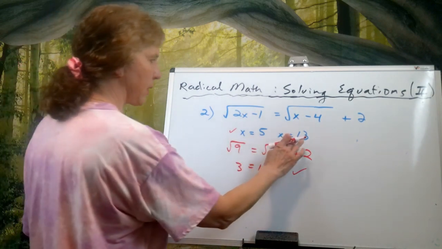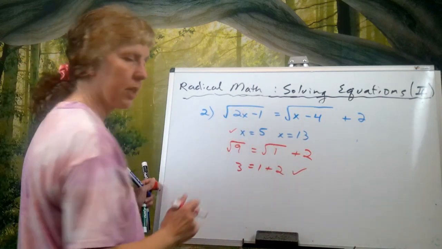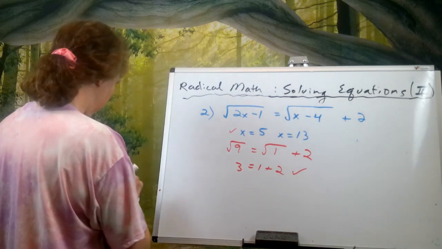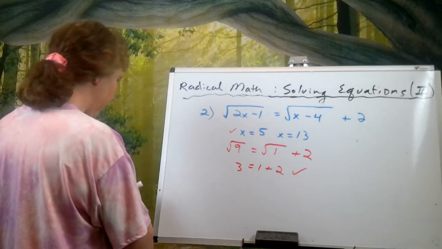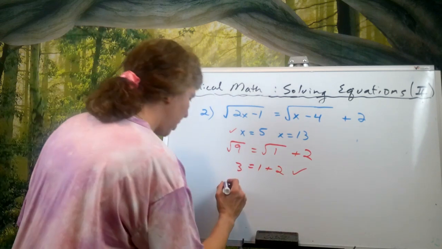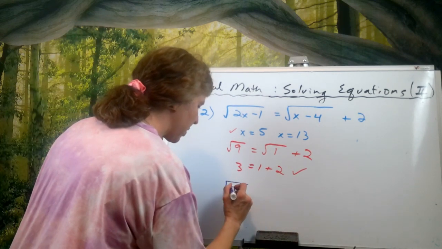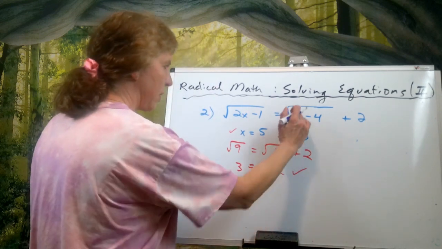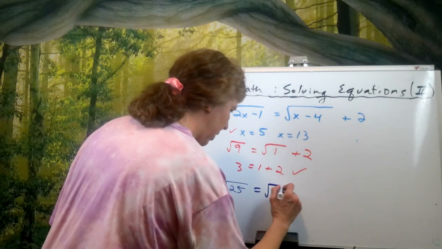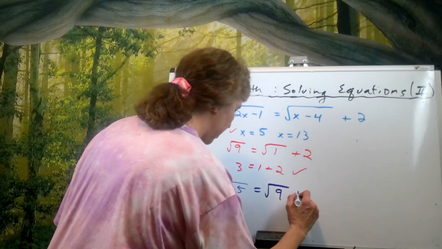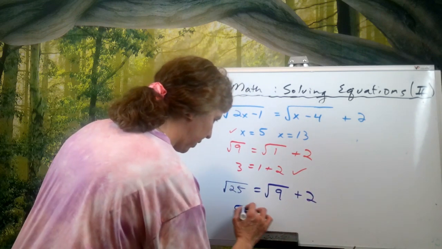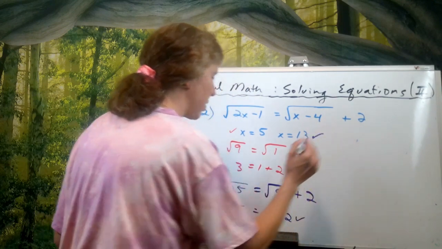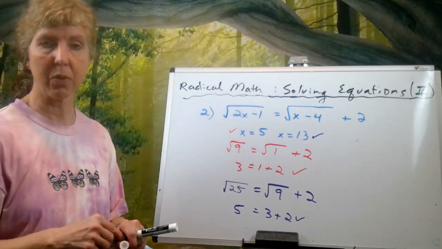Okay, I'm going to do the same with 13. 13 times 2 is 26. Oh, I'll do it in a different color so that you know which one I'm doing. So that'll be 26 minus 1 is 25. And 13 minus 4 is 9 plus 2. So that's 5 is equal to 3 plus 2. And that works too. So both are possible solutions.